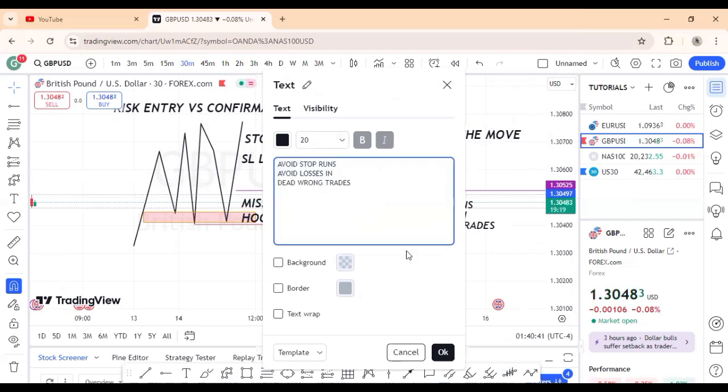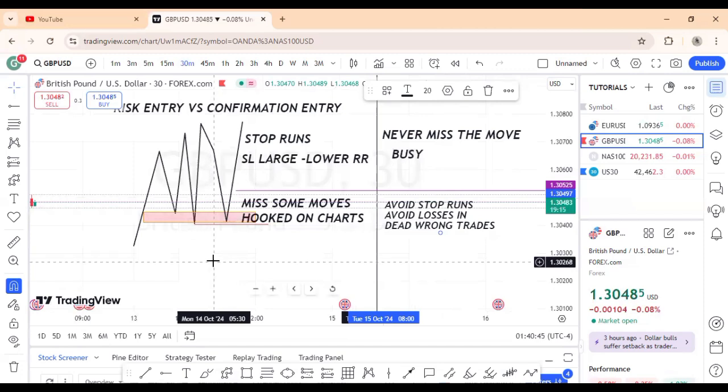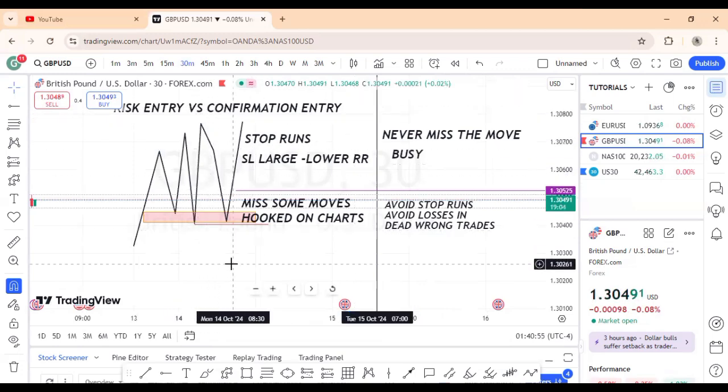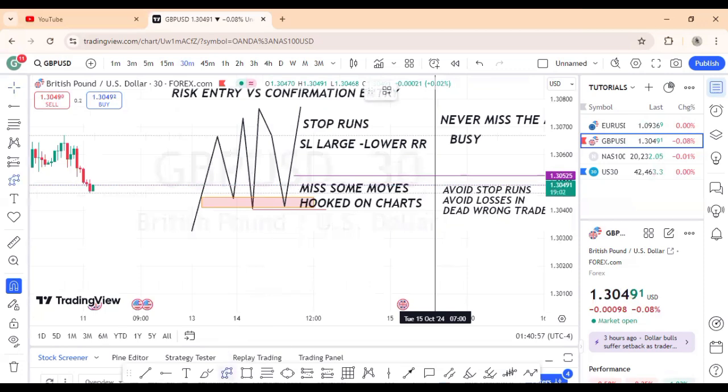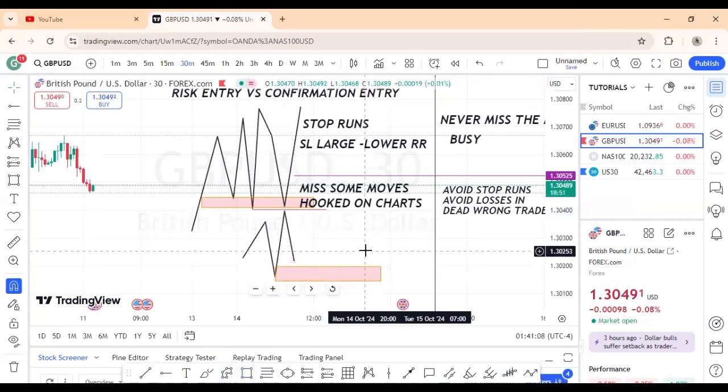So you can always avoid losses in dead wrong trades. What do I mean? There are times in which your analysis is just wrong. You're just off point, right? When you wait for confirmation, you will know because price will just take, let's assume maybe you have an order block here, one price to reject from, and then you are waiting for a confirmation to take your buy.